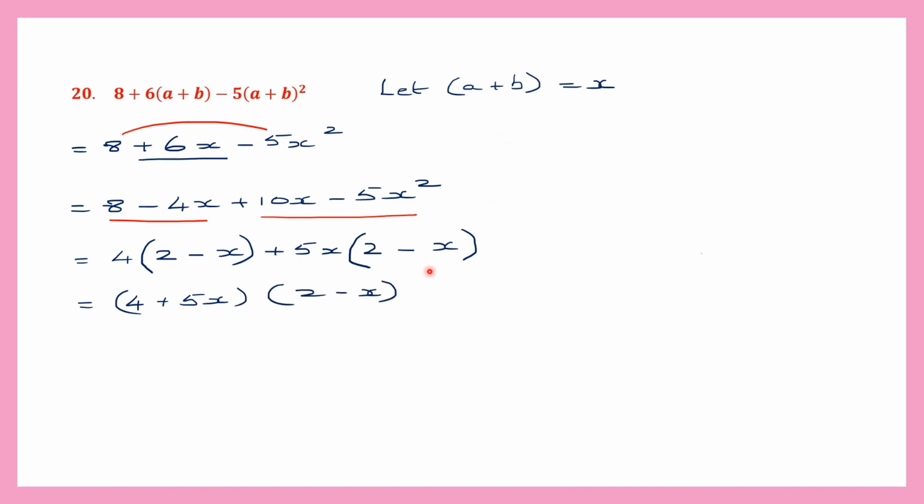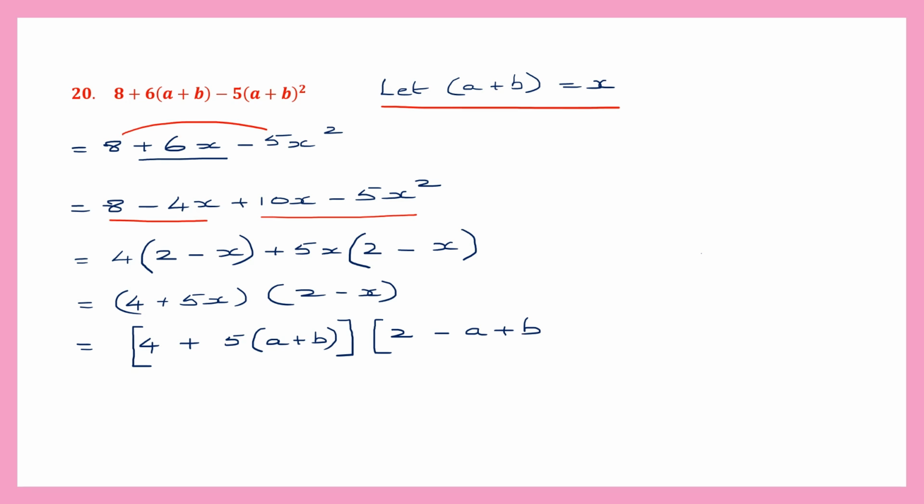Now let's go back to this part here. What does it say? Let a plus b be equal to x. So wherever we have x, now we're going to write a plus b. So this will be 4 plus 5x, which means 5 into a plus b. Since we already have this bracket, we're going to change this to a square bracket. Now the next one, again let's put a square bracket. 2 minus x, and what is x? a plus b. Since it's a minus sign before x, we have to put a plus b within brackets.